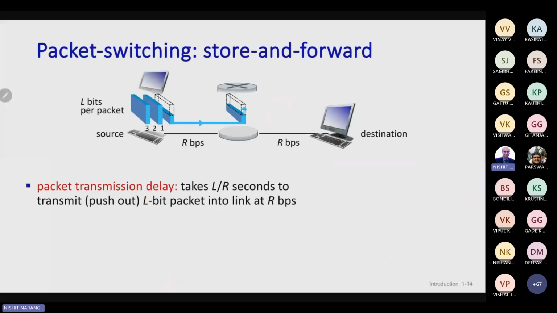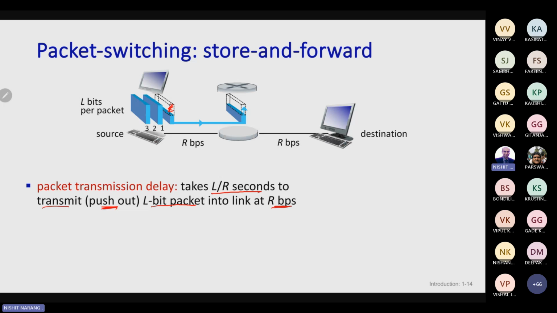What is the source doing? Every packet of L bits needs to be emptied onto the transmission links. As you can see, it's like a volume of water, like a bucket of water carrying L bits. It's being emptied. This has already been half emptied and half is still pending. So it takes a host or a node L by R seconds to transmit or push out the L bit packet onto the link when the link transmission rate is R bits per second.